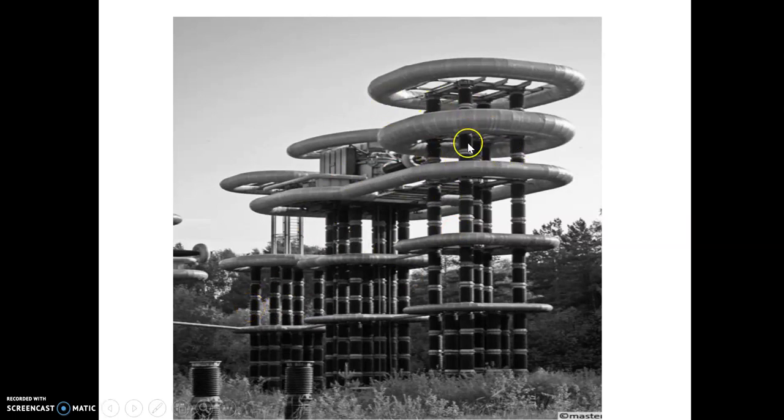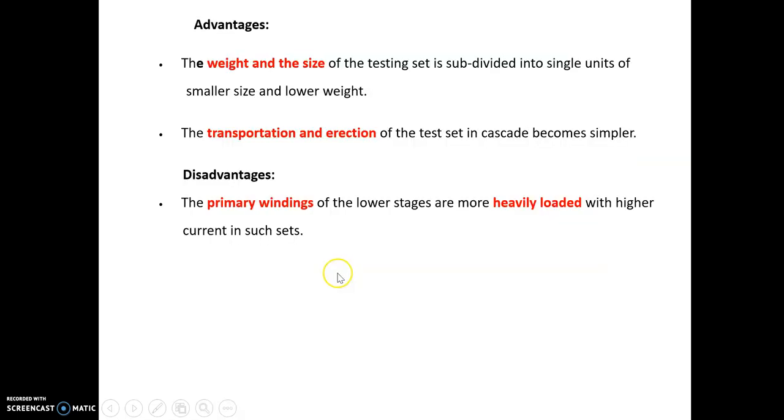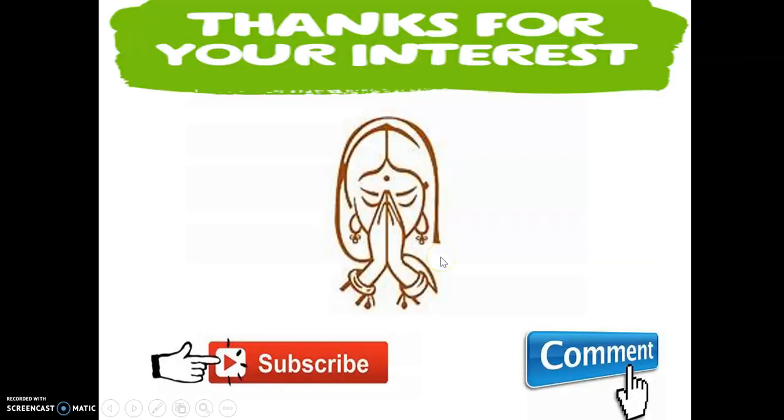So here you can see why such a construction is there. Advantages and disadvantages, I already told you. Weight and size will be less as compared to a single unit. Transportation and erection become simple because you are using a 3-stage transformer. 3 different transformers are there. Each can be transported and erected separately, and only the connections are done later on. But the disadvantage is uneven loading, which means uneven designing. Designing will be different. So that will be the disadvantage.